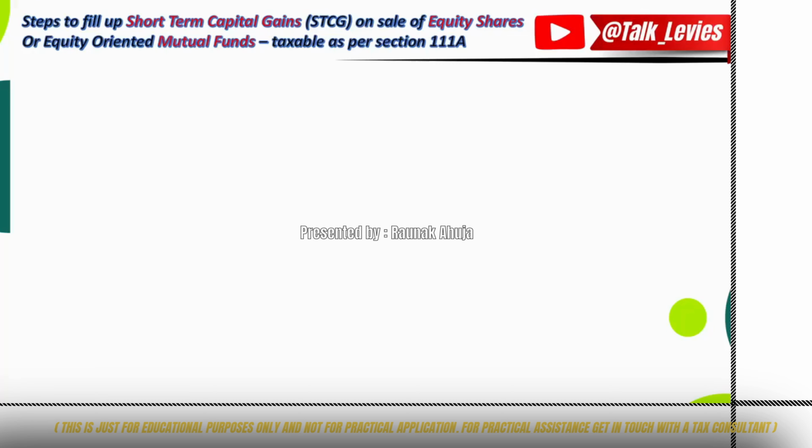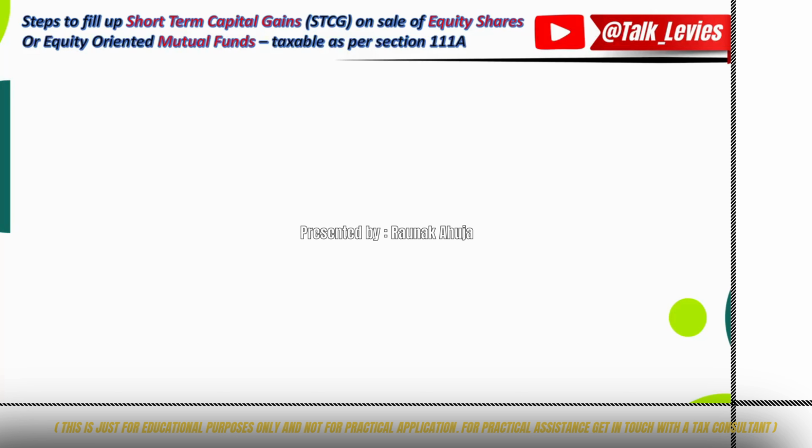The short-term capital gains on sale of equity shares or equity-oriented mutual funds arise when the sale takes place within 12 months from the date of its purchase. However, such shares or mutual funds should have been subject to charge of STT. That is, an STT should have been charged both at the time of purchase as well as sale. Only then it would be treated as short-term capital gains.